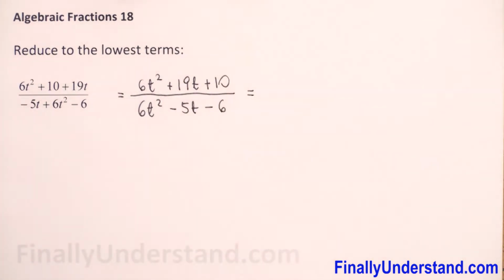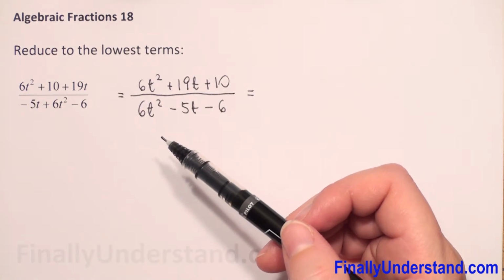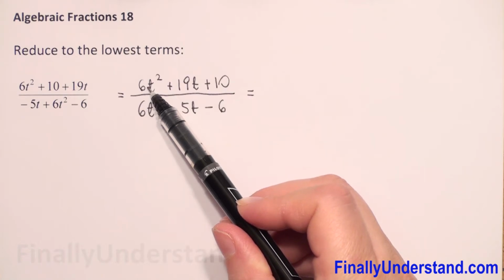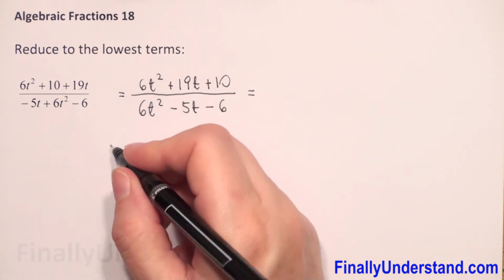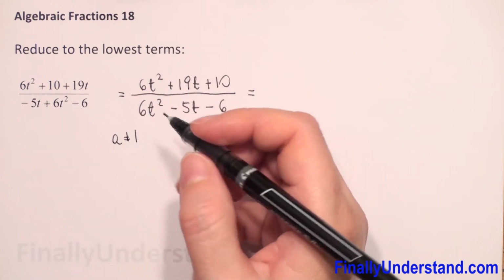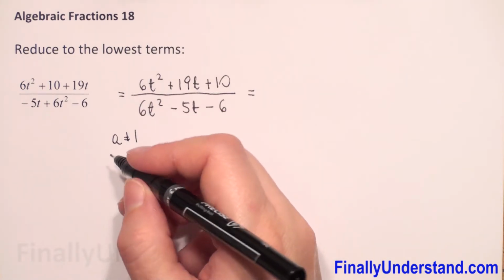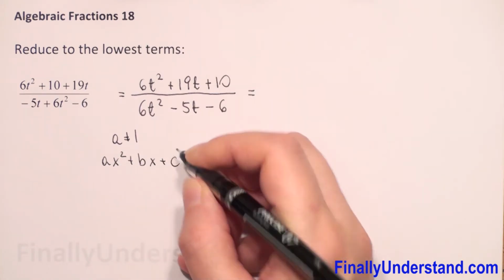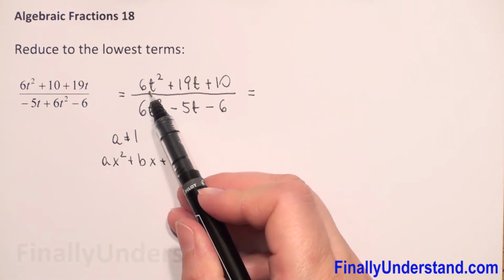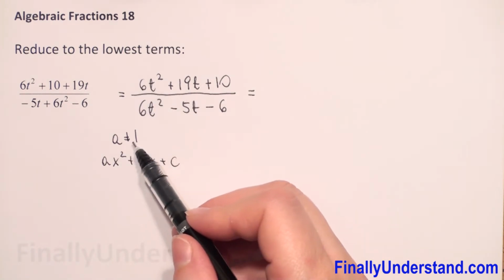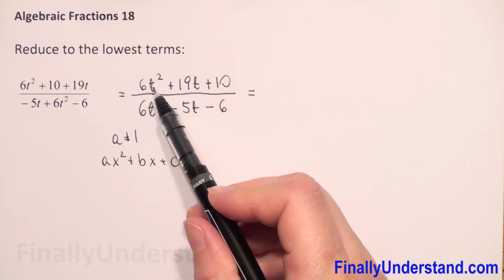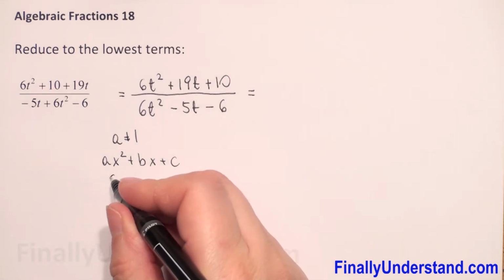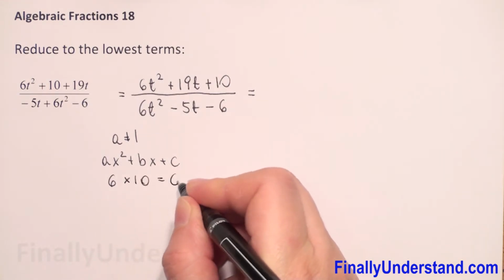So next we have a general quadratic trinomial, and we see that the coefficient before t squared is different than 1. The general form of a quadratic trinomial is ax squared plus bx plus c. So a, the coefficient before t squared, is different than 1. When the coefficient before t squared is different than 1, first we have to multiply 6 times 10. 6 times 10 is equal to 60.